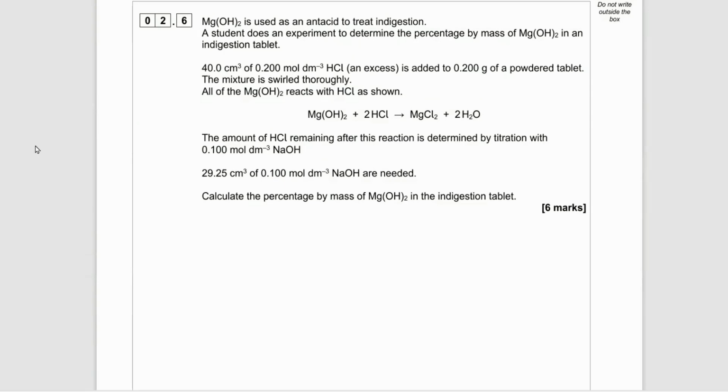2.6. Magnesium hydroxide is used as an antacid to treat indigestion. A student does an experiment to determine the percentage of mass of magnesium hydroxide in an indigestion tablet.